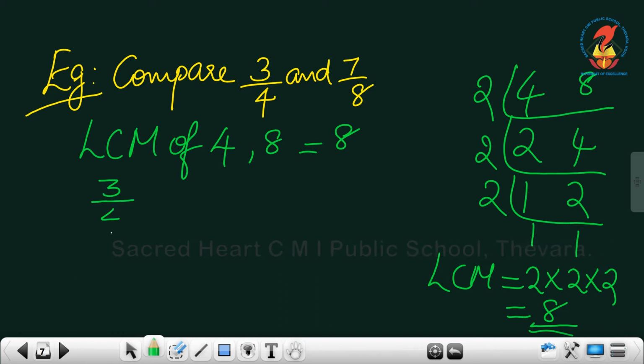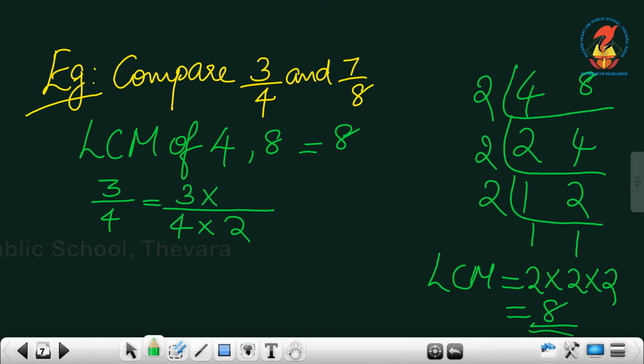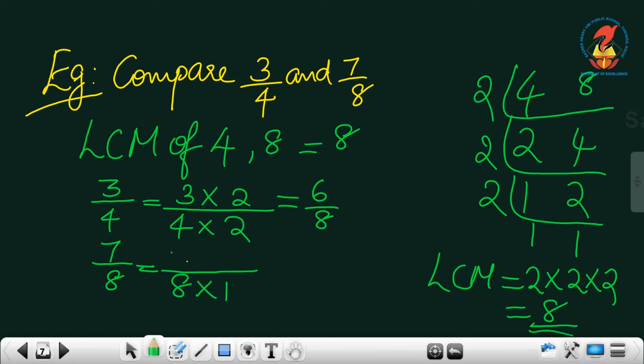You write the first fraction 3 by 4. Okay. Now, think it. 4 into which number will give the answer 8? 4 into 2 will give the answer 8. So, multiply 2 to the numerator also. What you will get? 6 by 8. Okay. Now, write the next fraction 7 by 8. 8 into 1 will give the answer 8. So, 7 into 1. What is the answer?